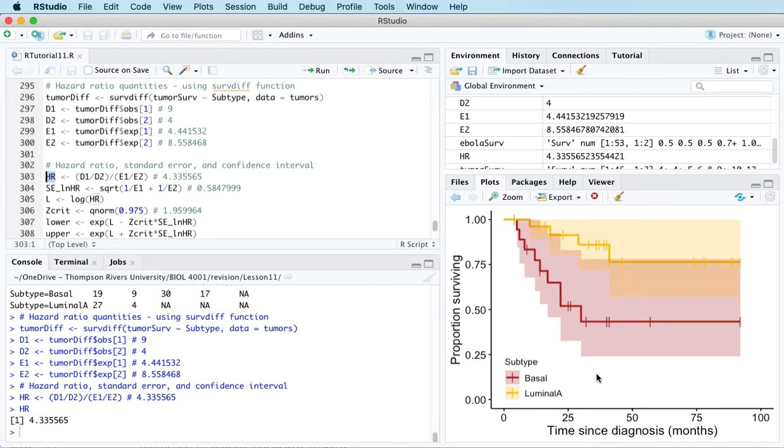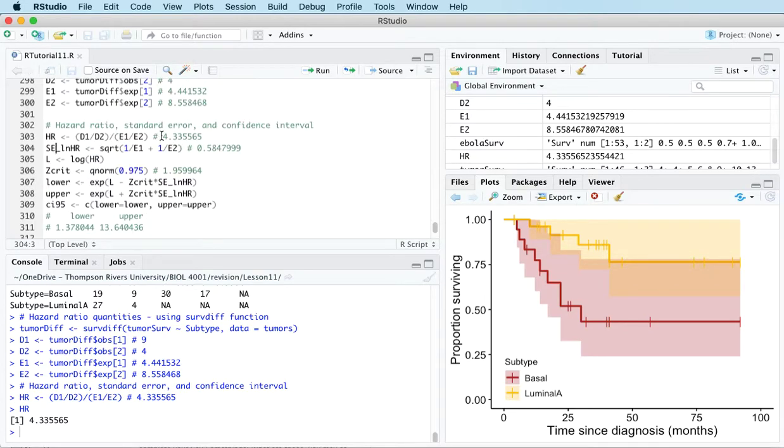So that's one way of summarizing what we can see in this survival curve graph. We can see the prognosis for the basal subtype is much worse, but calculating the hazard ratio is a way of putting a number to how much worse.